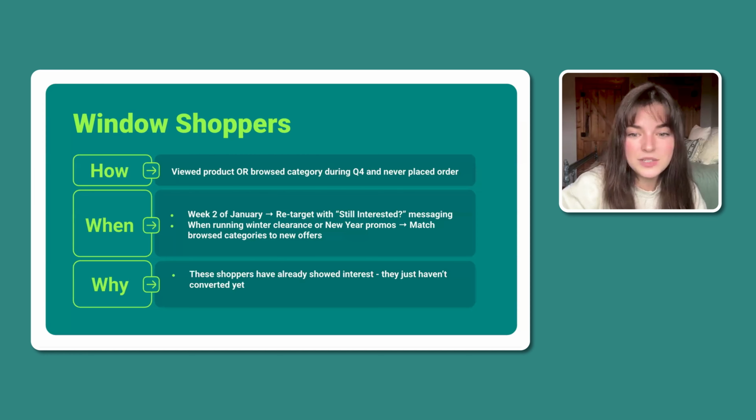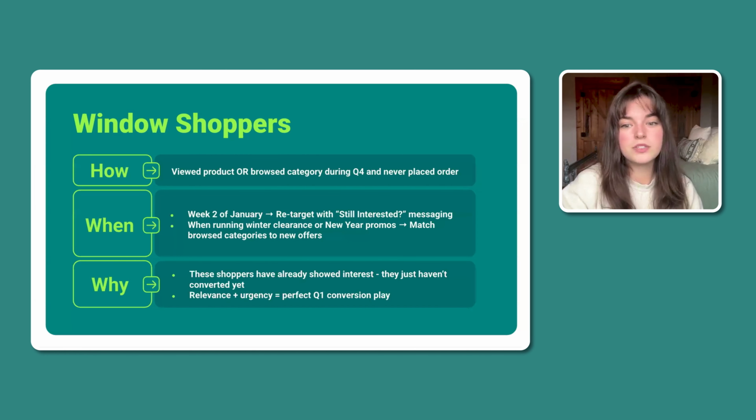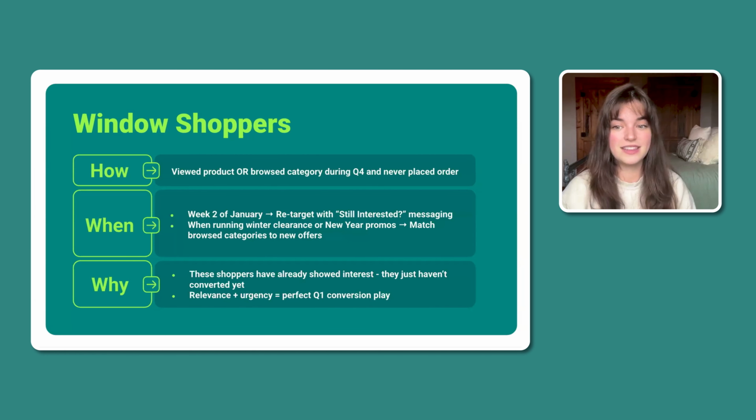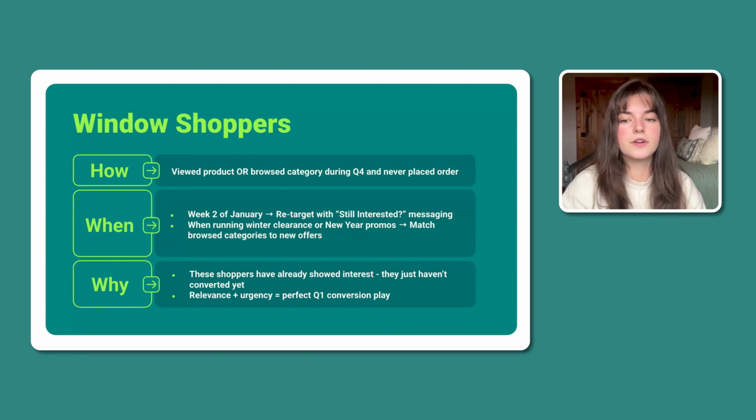All right, and then why do you want to use it? These shoppers already showed interest. They just haven't converted quite yet. Relevance and urgency make this a perfect Q1 conversion play. These segments are low cost to retarget and perfect for personalized nudges, and they're ideal for conversion campaigns without discounting. Again, they've already shown that interest, so you don't necessarily have to discount in this regard.